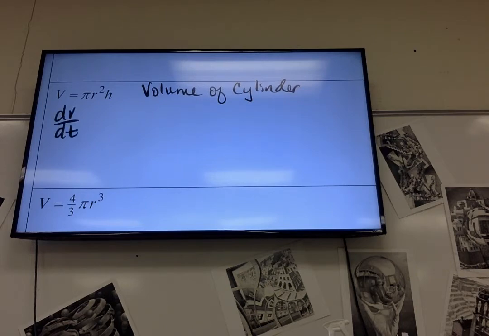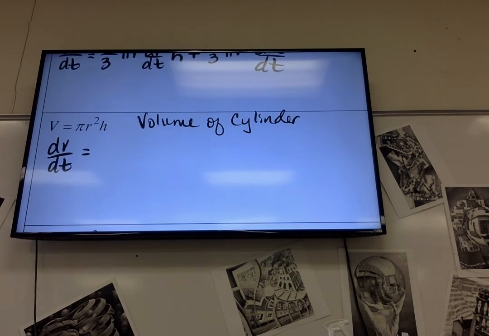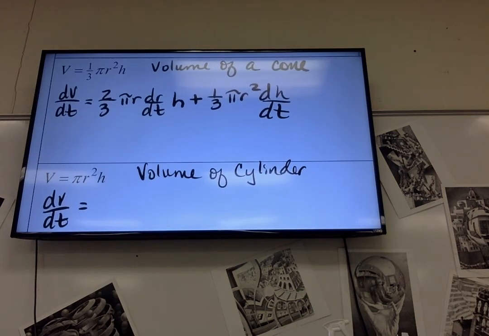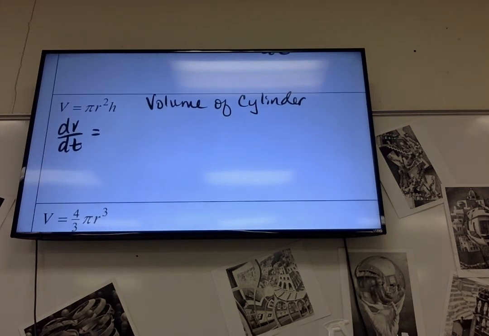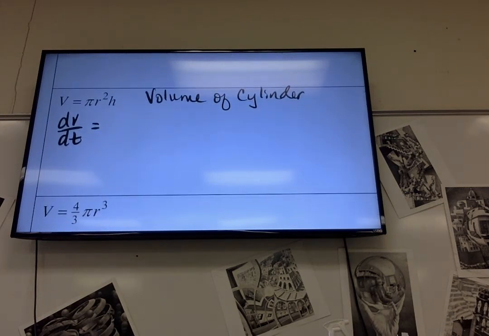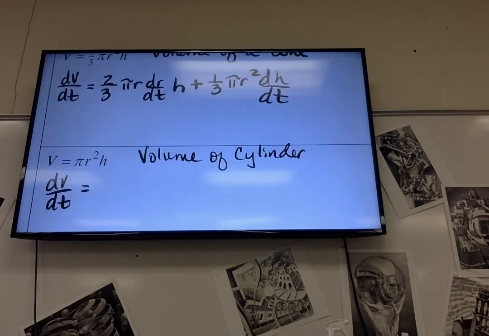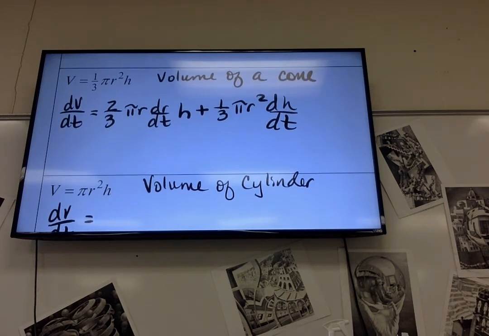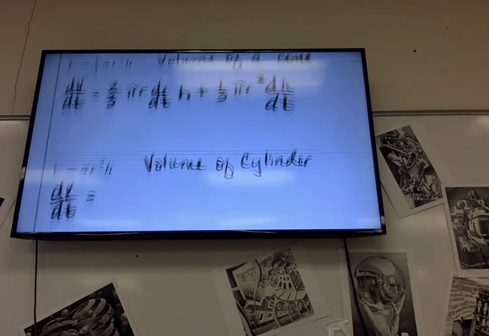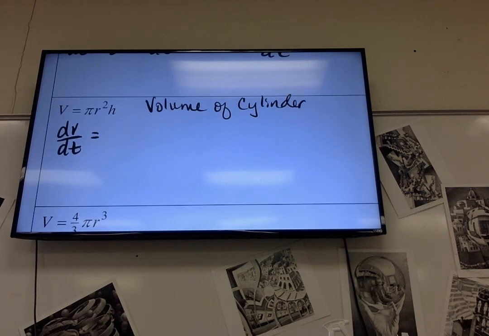So that would be dV/dt. Why is it dV/dt? Because it's still volume. Both cones and cylinders are volume. I think the first one should be dVcone and this one should be dVcylinder. What's the volume of a cube? Okay, moving on.